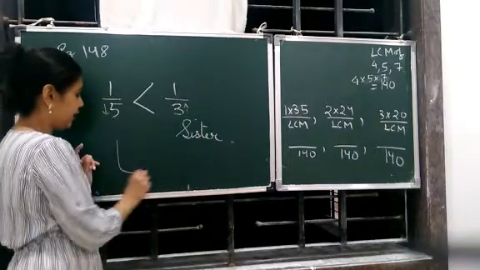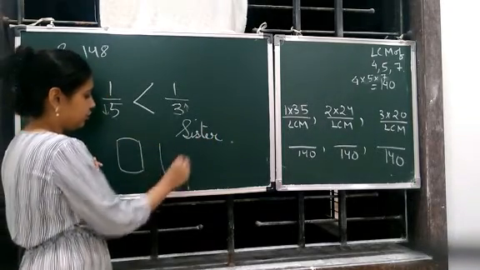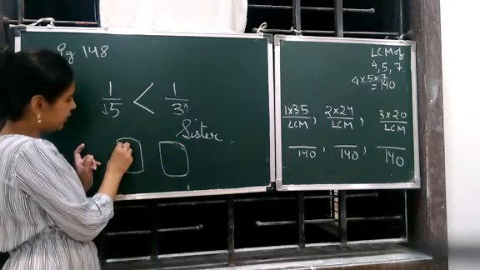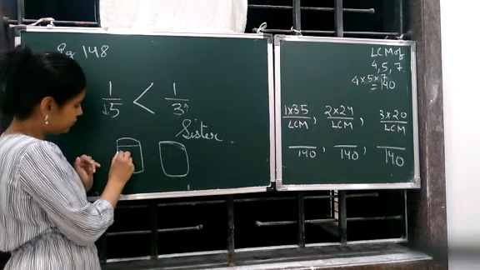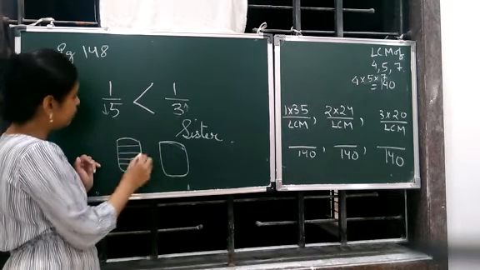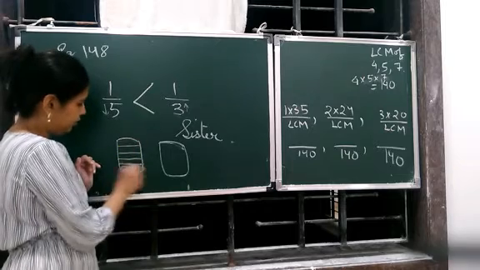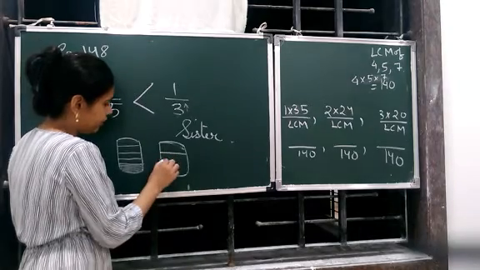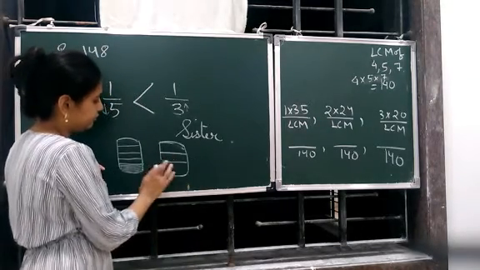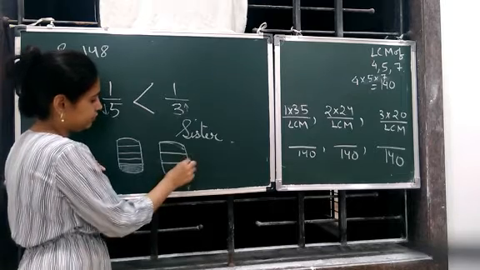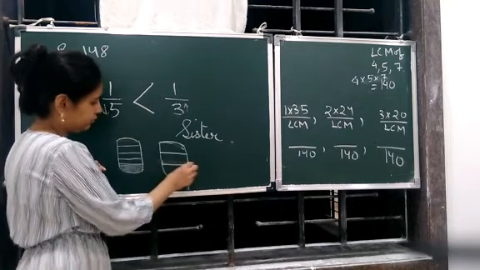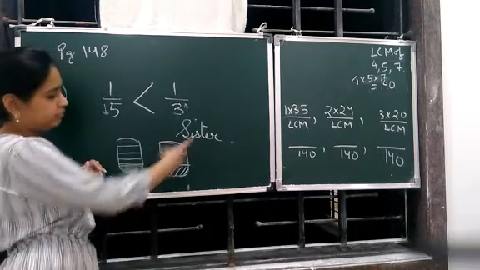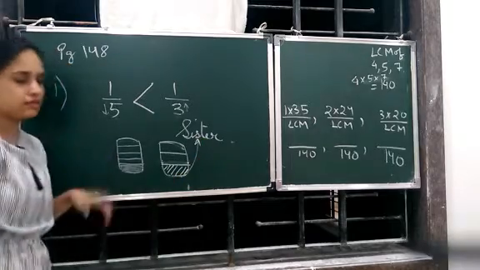If you want, you can imagine the bottle as a glass, in which you divide the glass into 5 parts, and you are getting 1/5 of the bottle. This much you are getting, and divide the bottle into 3 parts and compare. Who is getting more? Sister is getting more.